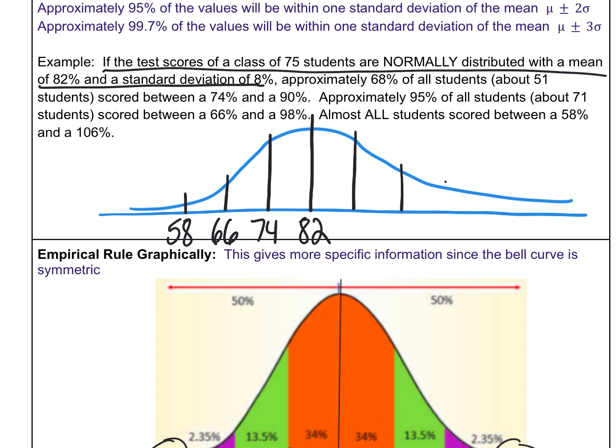Now we're going to do the same thing, but we're going to go to the right. So 3 standard deviations right of the mean. What's 82 plus 8? 90. 90 plus 8? 98. And 98 plus 8? 106. Perfect.